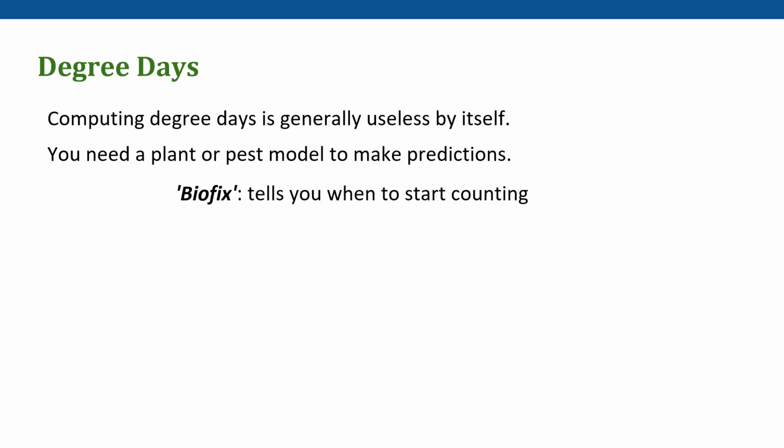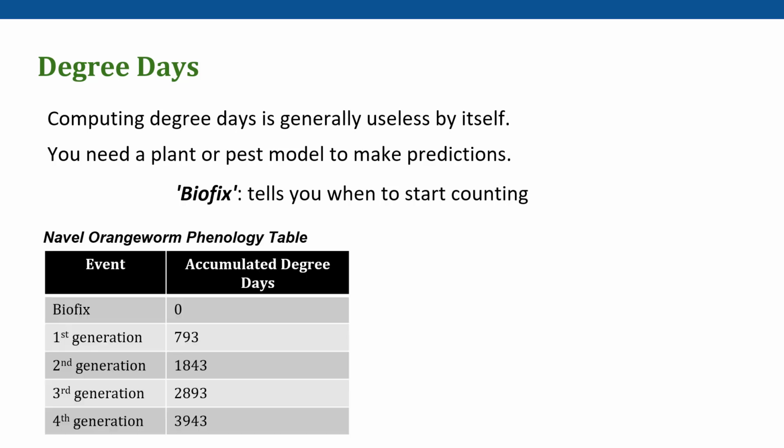So one piece of a plant or pest model will be the biofix, which is simply when you should start counting. This could be a calendar date, such as January 1, or it could be an event when you observe something in your field, such as when you start seeing eggs on your traps, or half your trees are in bloom, for example. So the model will tell you that.